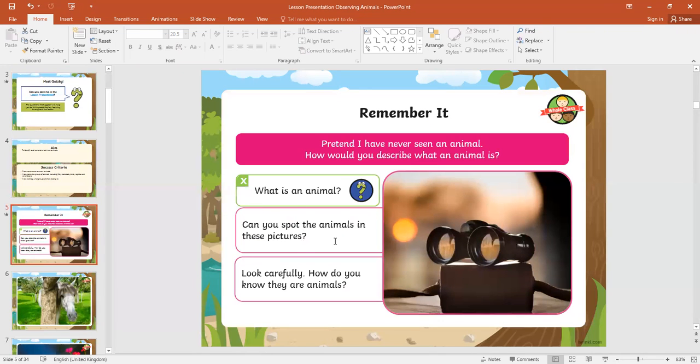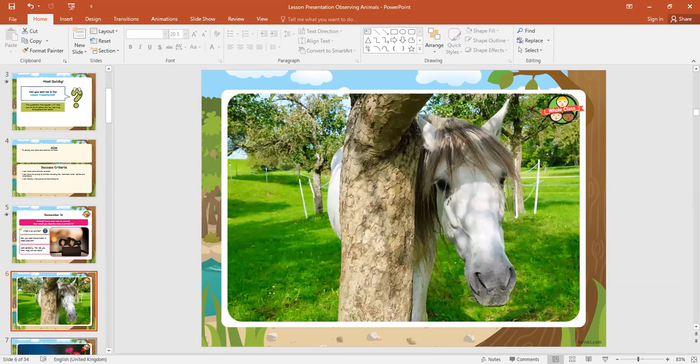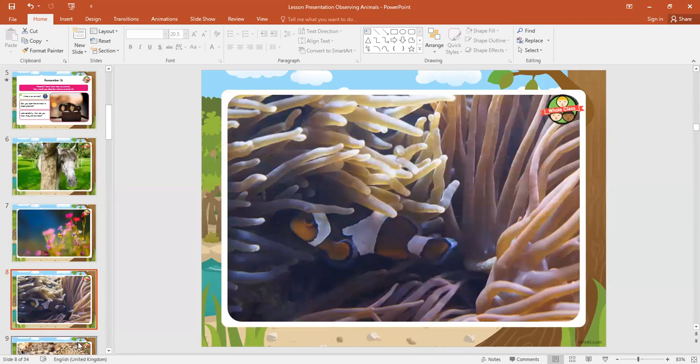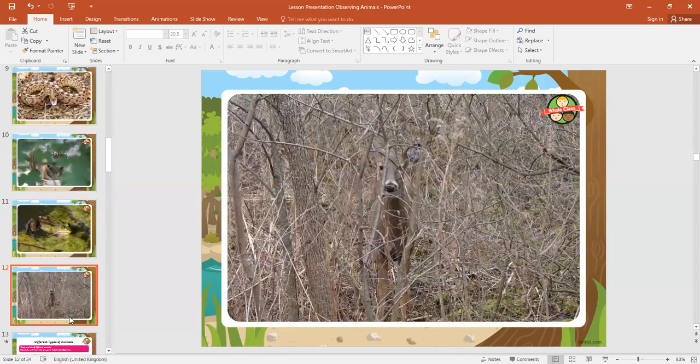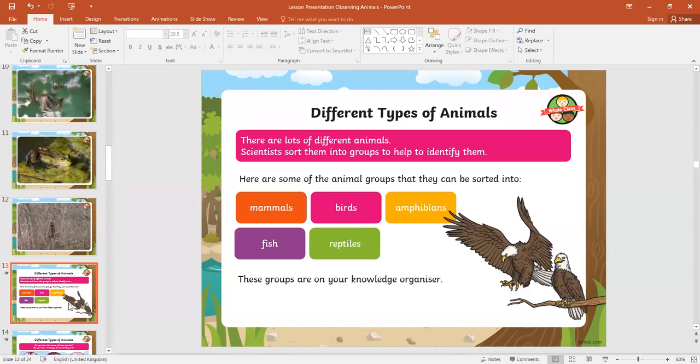Can you spot the animals in these pictures? Look carefully. How do you know they are animals? You can call out the names of the animals as you spot them. Did you find the names? Okay. Now we're going to have a look at the different types of animals.